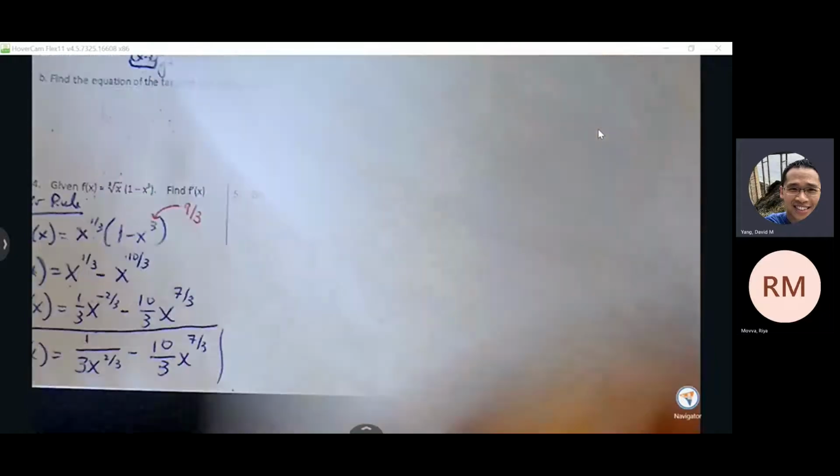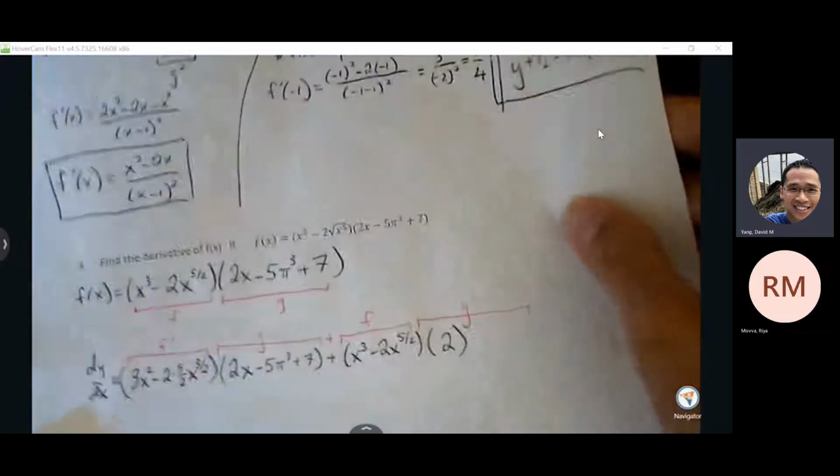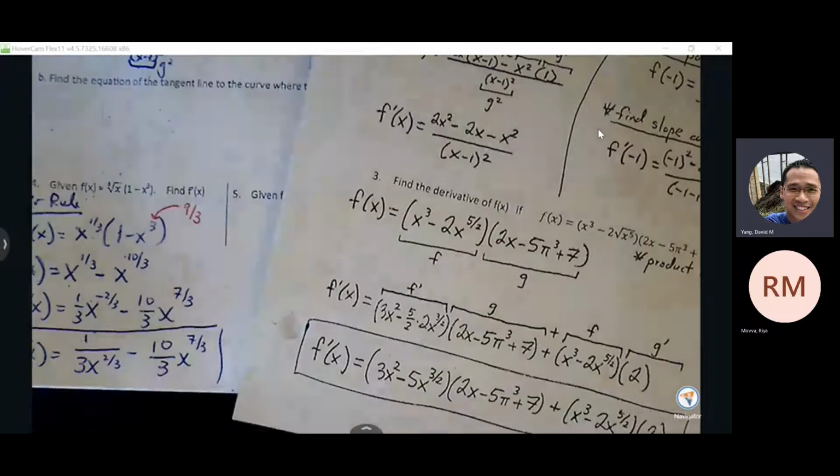Would you just put that in place of the dy over dx? This says find the derivative of the function at x equals 1. Just replace all the x with 1, nothing else.